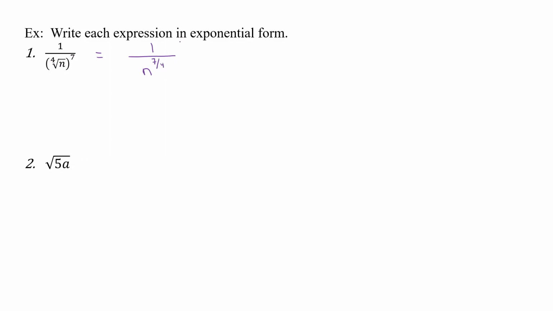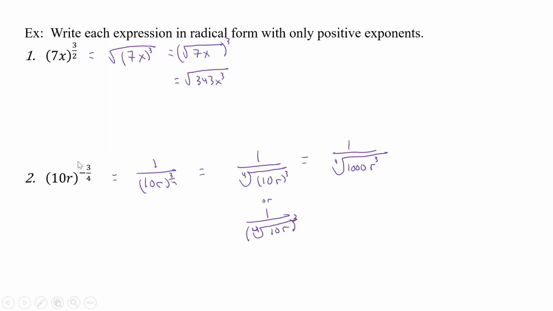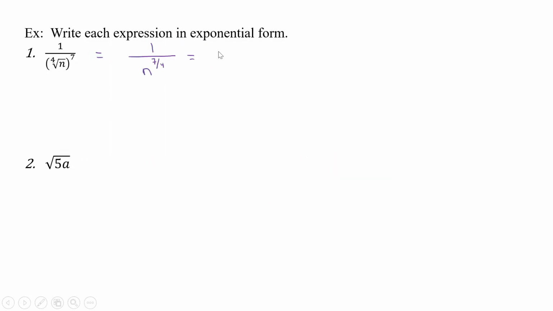Now, I'm assuming they want everything in the numerator, and like we had over here, we had one with a negative, and we had to go to the denominator. So now let's take that up to the numerator, and so that's going to give us n to the negative 7 over 4. Because we've taken it to the numerator, we've changed it to a negative, and that would be the expression in the simplest exponential form, no fractions.